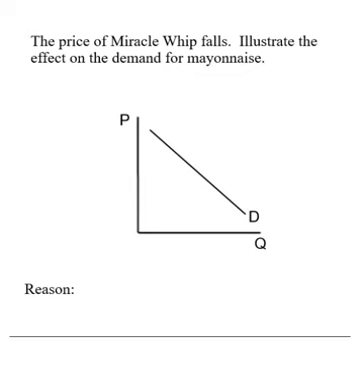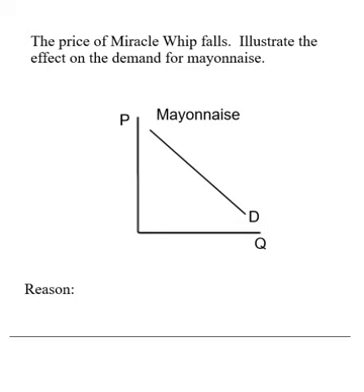So now we've had some time to work on the other 3 examples, so let's go through and check and see how you did. So the first one says, the price of Miracle Whip falls. Illustrate the effect on the demand for mayonnaise. So I went ahead and set up price, quantity, demand, but I left the product name blank because part of the difficulty here is determining which product we are drawing. Are we drawing Miracle Whip or are we drawing mayonnaise? The question is saying the effect on the demand for mayonnaise. So that's the model that you draw.